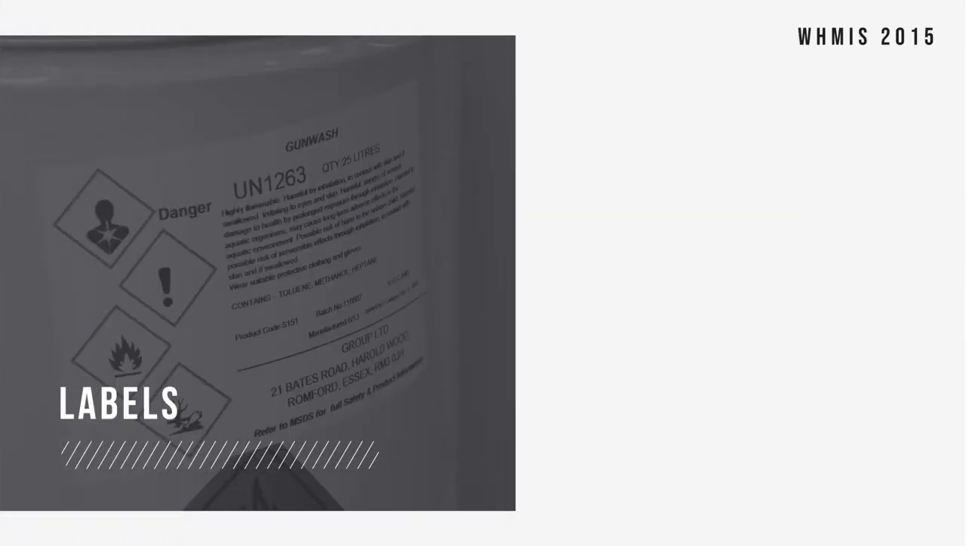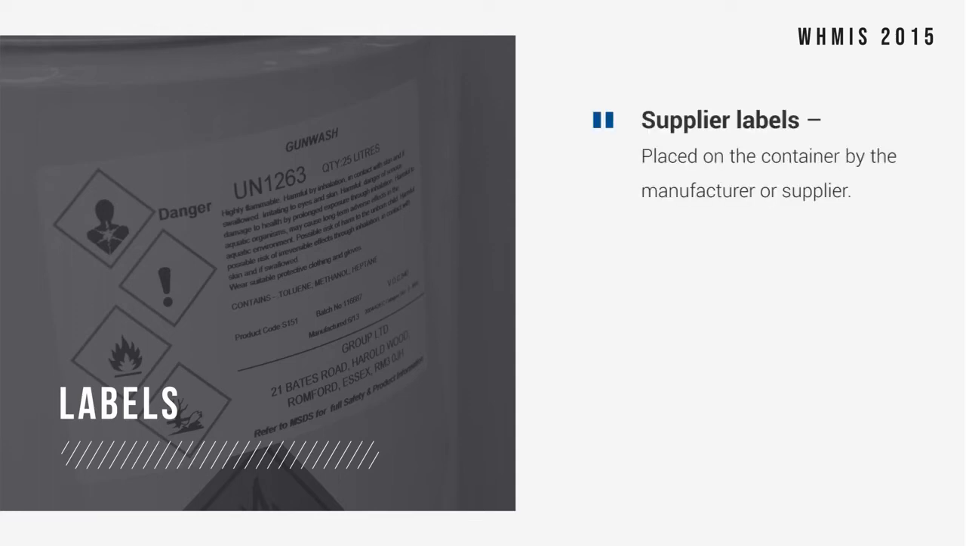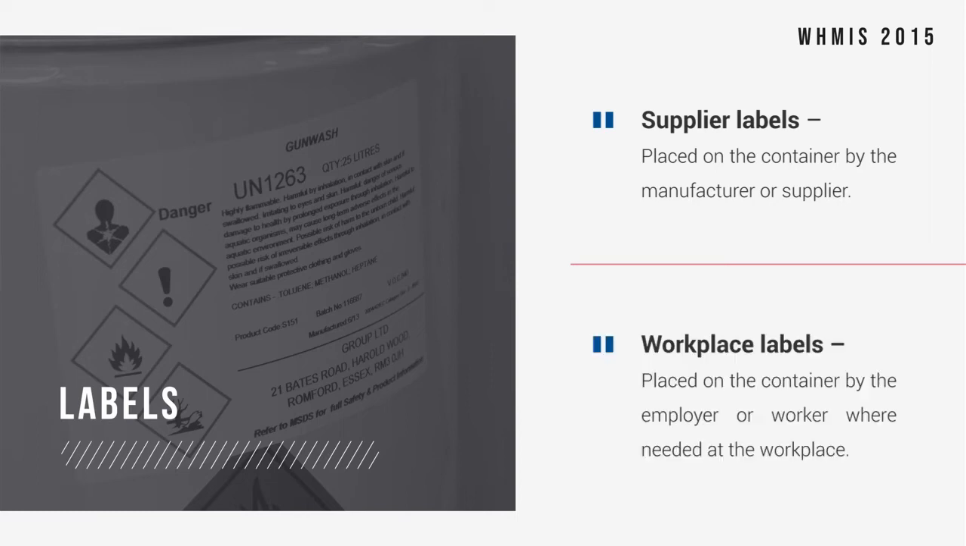Now let's take a look at WHMIS labels. Labels are used to communicate hazards and precautionary measures to users of the product. There are 2 main types of WHMIS labels: supplier labels, which are placed on the container by the manufacturer or supplier; and workplace labels, which are placed on the container by the employer or worker where needed at the workplace. The label contains some important information. Let's take a look at what's required on a label.